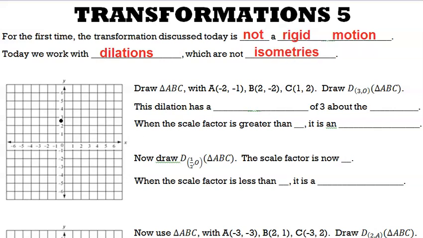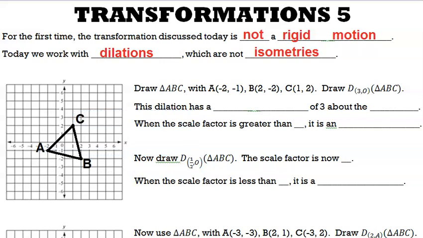So we're going to take a triangle here, -2, -1, 2, -2, and 1, 2. And that's the one we're going to start with. Okay, so let's connect these. So the first thing we're going to do is practice dilating about the origin. So we'll give this a little bit of a label here really quick.